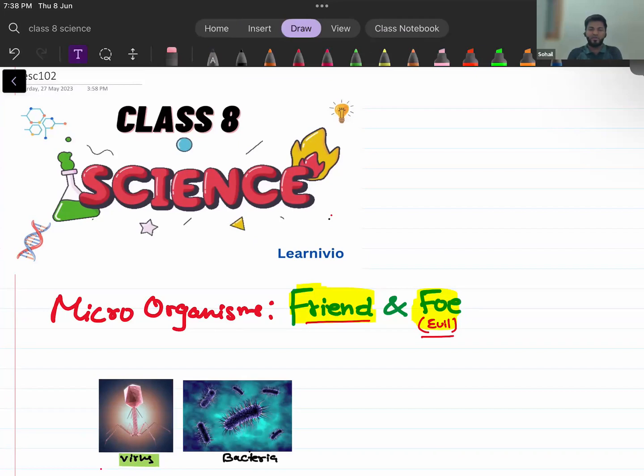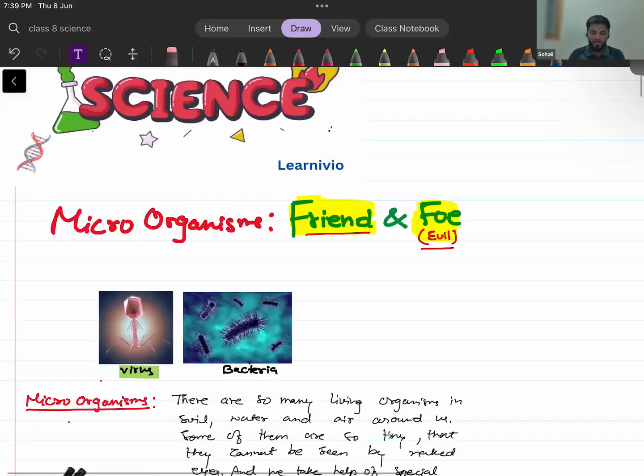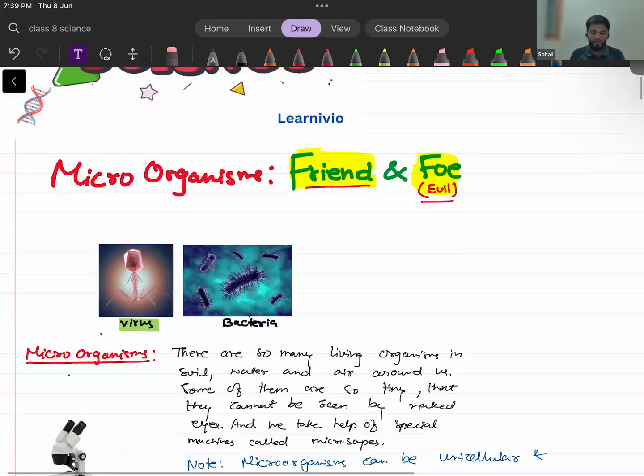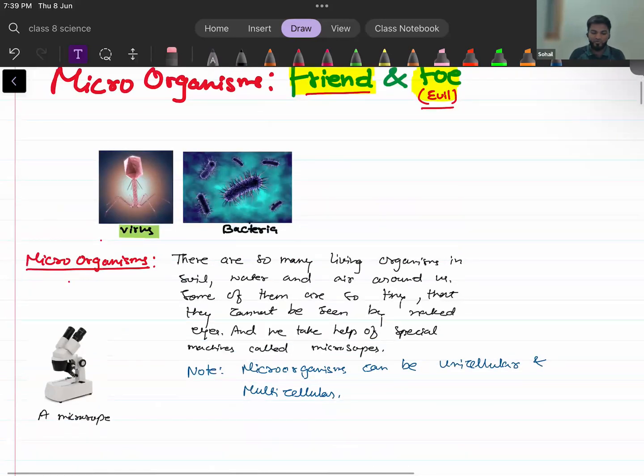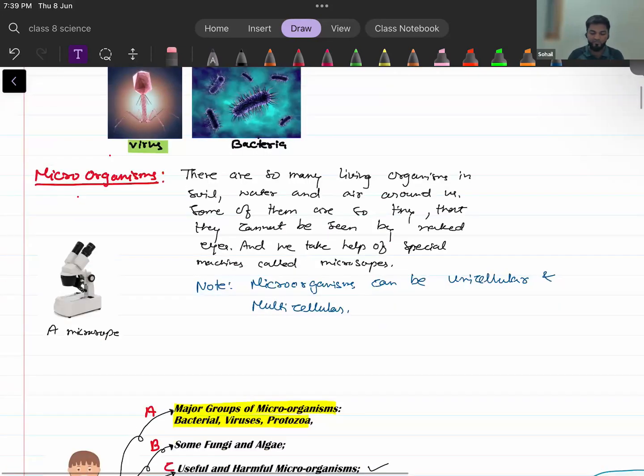They are evil in nature as well, the microorganisms. Certain microorganisms are helpful to us, they are friends of ours, but there are certain microorganisms that damage our human body and are harmful for our environment also. See, there are some viruses, bacteria. We take help of a microscope to see a bacteria or a virus, right?